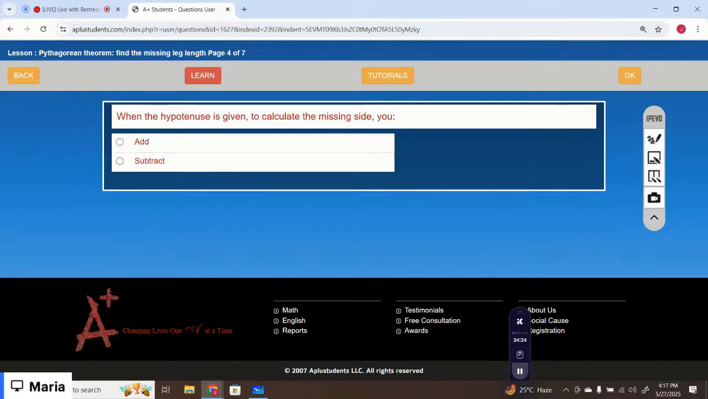When the hypotenuse is given, to calculate the missing side, do you add or subtract? You have to subtract. Option number 2 is the correct option.